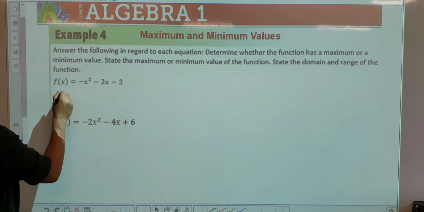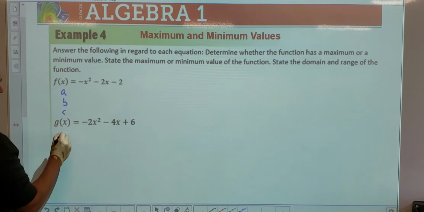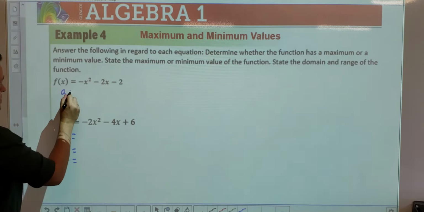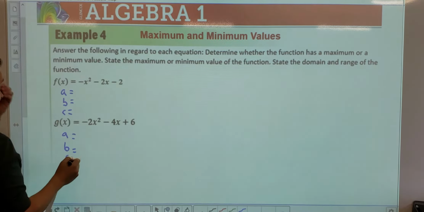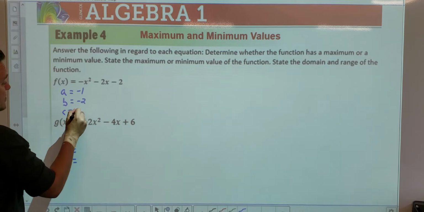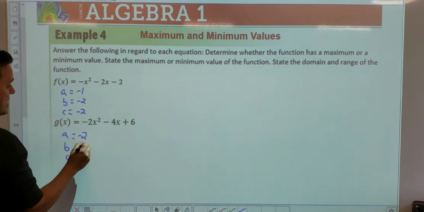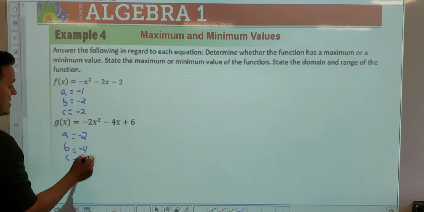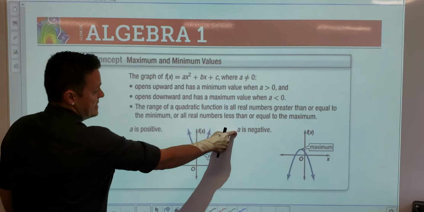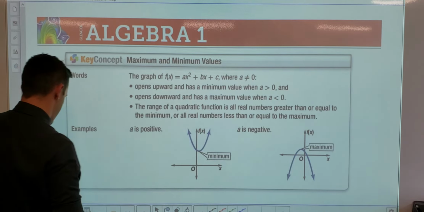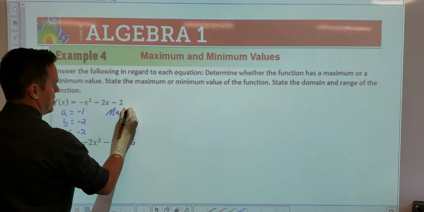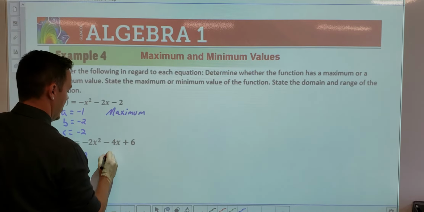The A values here, so A, B, C. Okay, A, B, C. So knowing what these are, we're just going to say, is this a maximum or a minimum? So we know this is going to be negative 1, negative 2, and negative 2. This is negative 2, negative 4, and 6. So since these are both negatives, if you go back here, if A is negative, they're going to be what? Maximums. So we know both of these points are going to be maximums. That's the first thing we know.